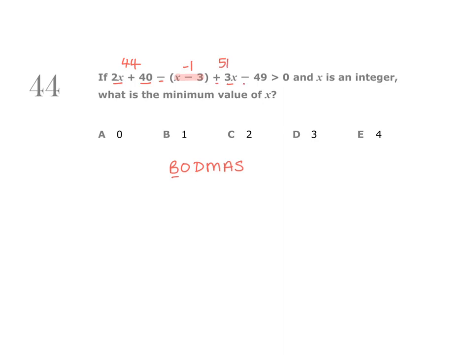Finally, 51 minus 49 gives a value of 2. 2 is greater than 0. So the minimum value of x would therefore be 2, meaning option C is the right answer to this question.